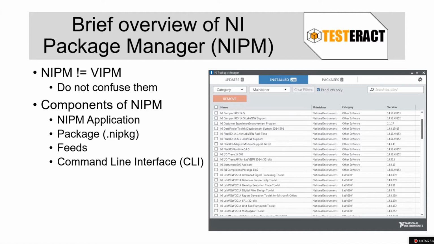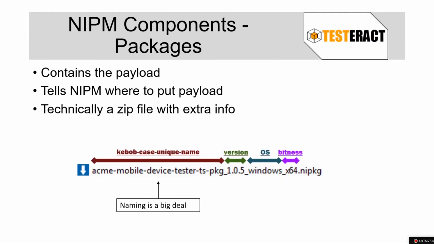All right, so the next component is the actual packages. Basically, this contains your payload. It really tells Package Manager where to put your payload. So it's technically just a zip file with a bunch of extra information. But naming is a big deal. As you can see from this diagram, there's what they call kebab case, because it looks like a shish kebab, with words with dashes between them. It looks like a skewer going through all your words. And that's actually the name of your package.